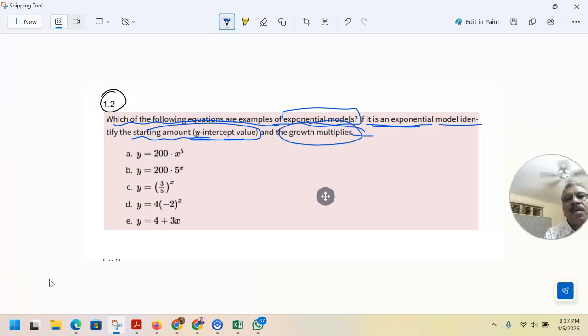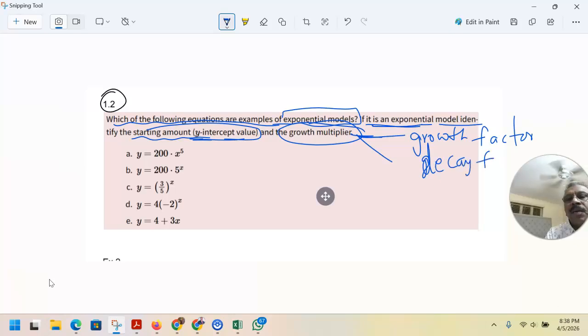This growth multiplier can also be called the growth factor, or it is also called the decay factor. So what is a decay factor? It basically means when the b is between 0 and 1. And a growth factor is when b is greater than 1. When you talk about a growth multiplier, this basically means what you eventually multiply by all the time.